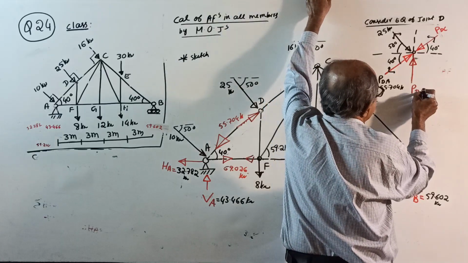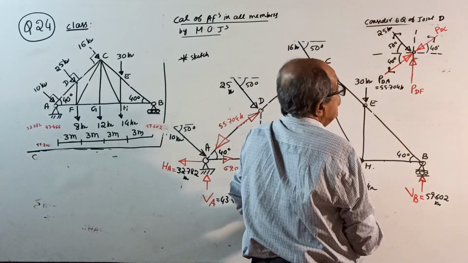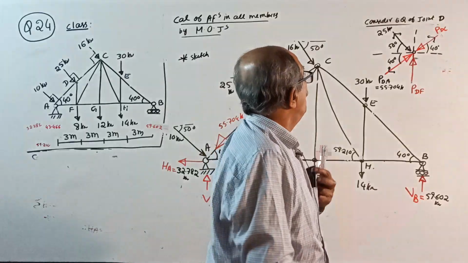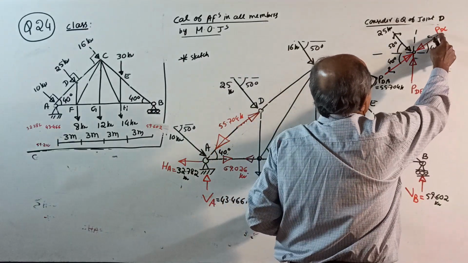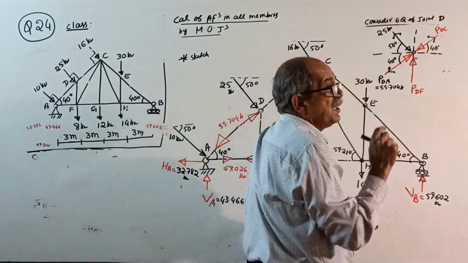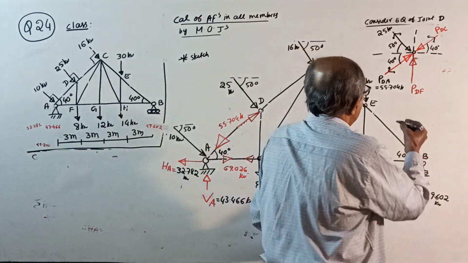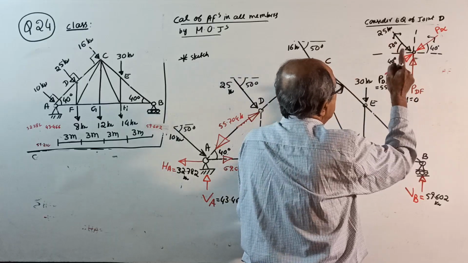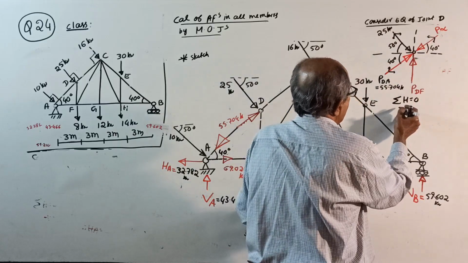Be careful now. Two unknowns: one inclined, the other vertical. Eliminate the vertical first by taking sigma H equal to 0. When you make sigma H equal to 0, you will get the value of PDC.